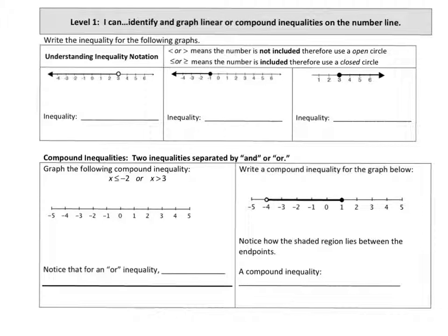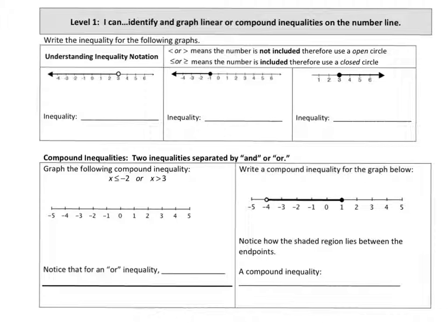In Level 1, you will be graphing linear or compound inequalities on the number line, or you might be given a graph and you have to write the inequality, like in these first few examples. If we look at this first problem, we have an open dot on the 3 and an arrow going to the left, which is shading the numbers that are less than 3.